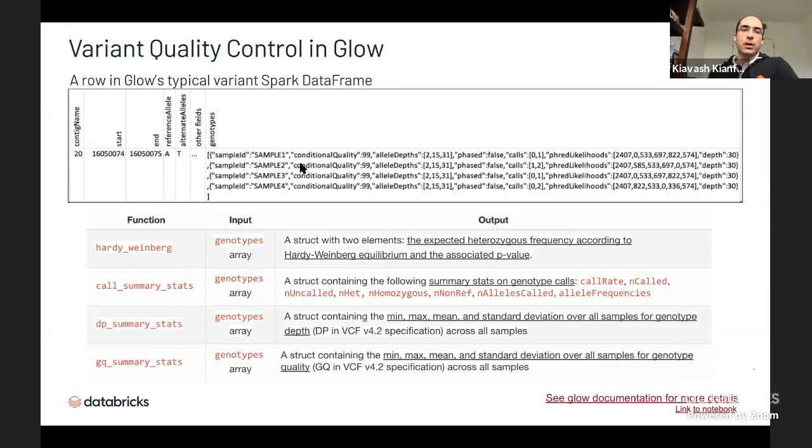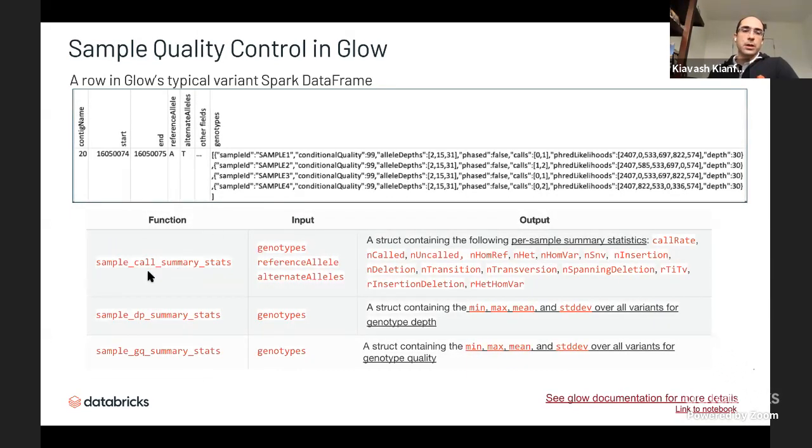So these functions are applied on all the samples for a particular variant, and that's why we call them variant quality control. Now, we similarly have sample quality control functions, which include sample call summary stats, sample depth summary stats, and sample genotype quality summary stats, which you can read more about in the documentation.